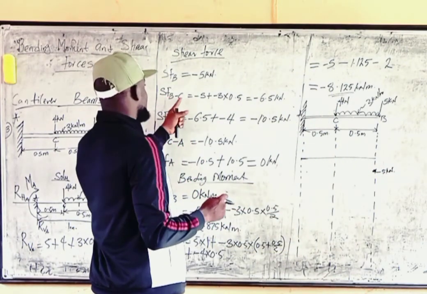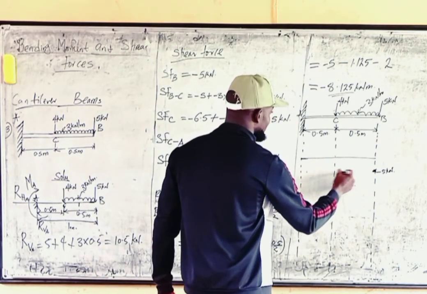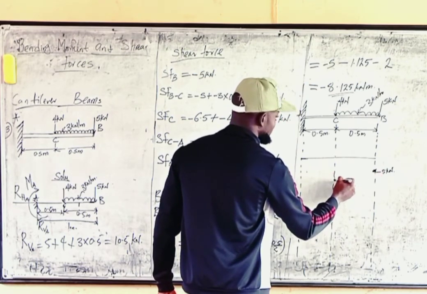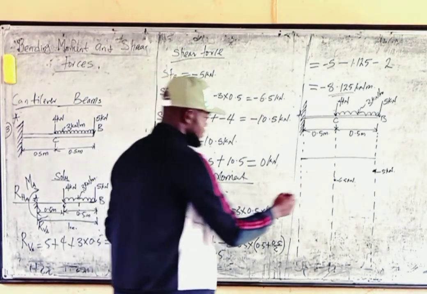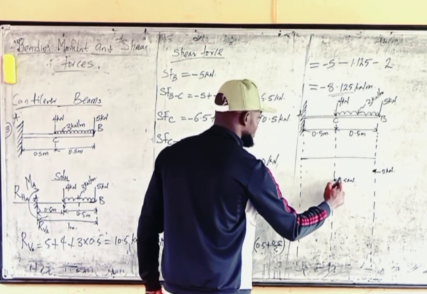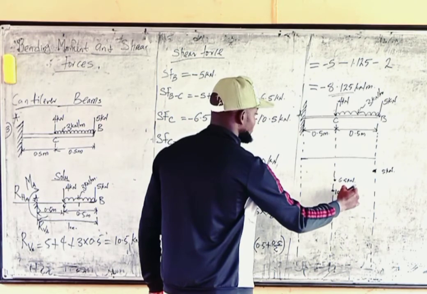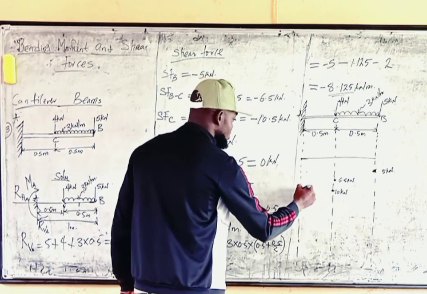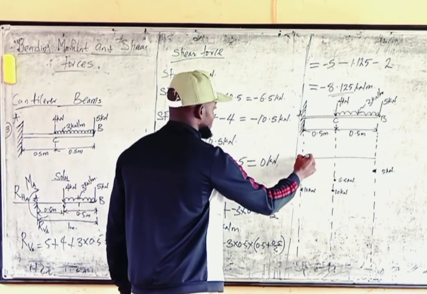From B to C, the shear force now moves to -6.5. So at point C it moves to -6.5 kilonewtons. You mark it. Then at point C, it moves to 10. There's no need to put a negative, because the downside is negative. Now it moves to 10 kilonewtons. Then from C to A, it stays at 10 kilonewtons. Then at A, it moves to 0. So you mark it.